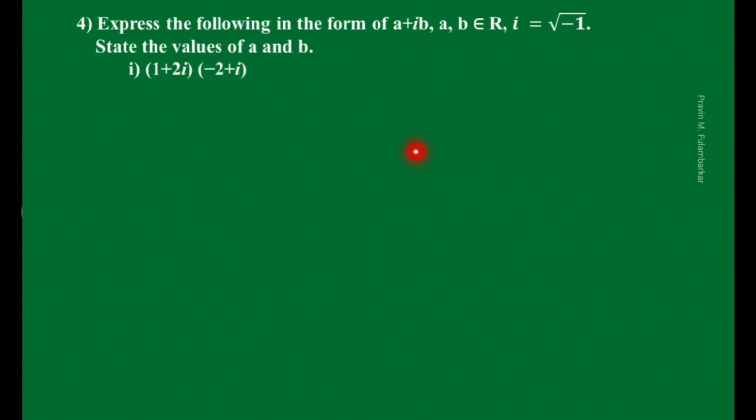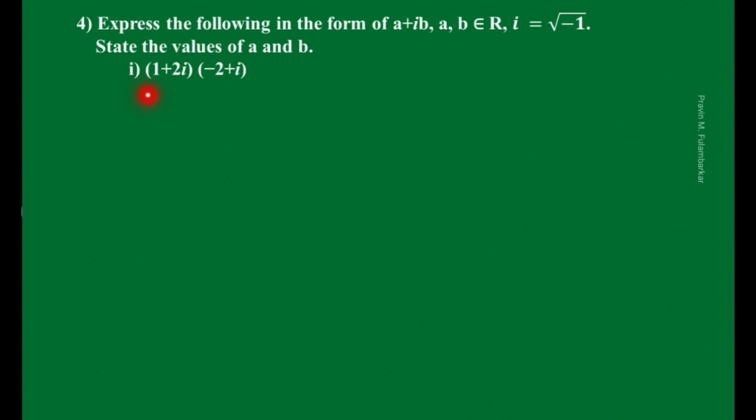So in the last part we completed 3 questions from exercise 1.1. So today we solve question number 4. See the first question: Express the following in the form of a plus ib, where a, b belong to R, i equals square root of -1. State the value of a and b.